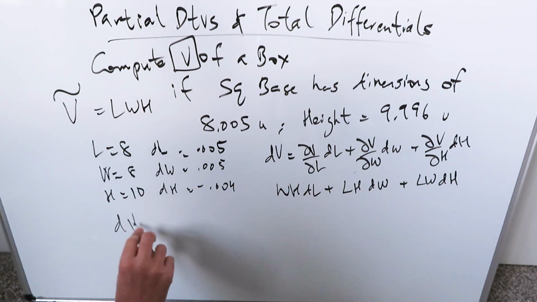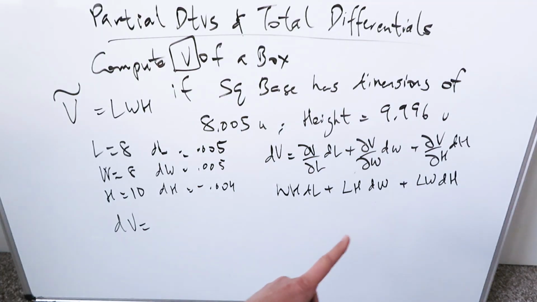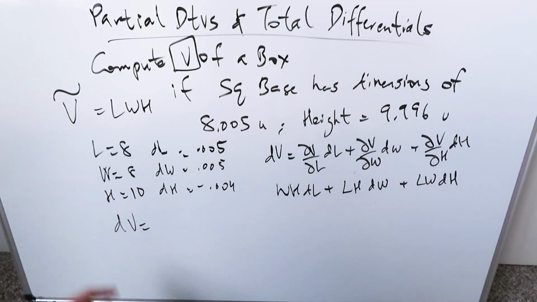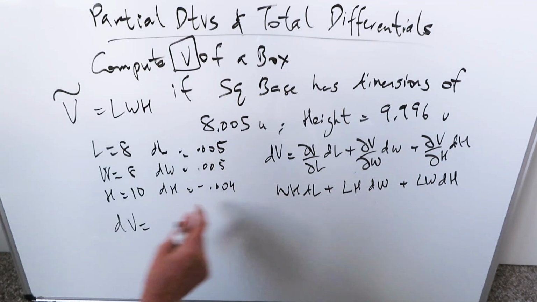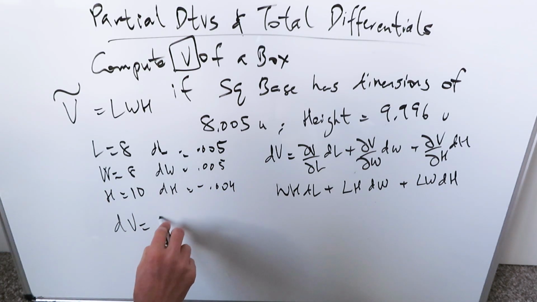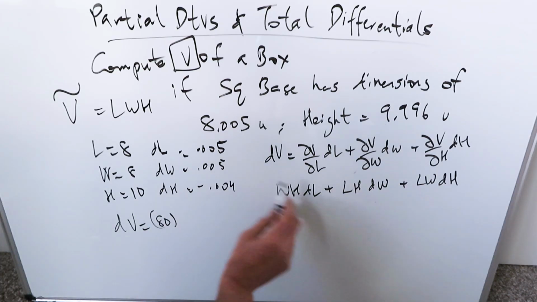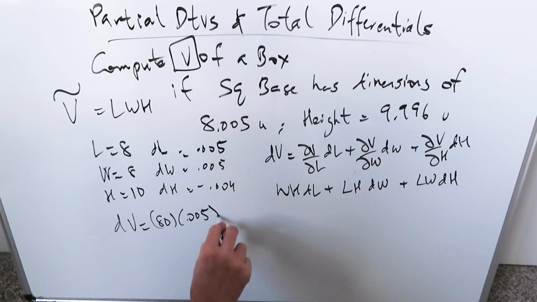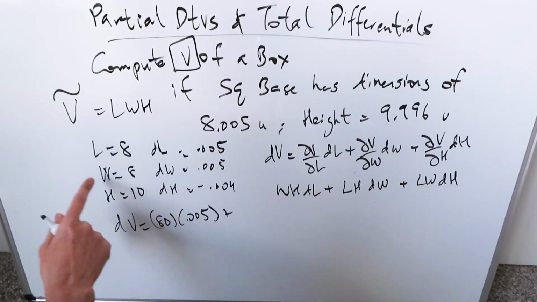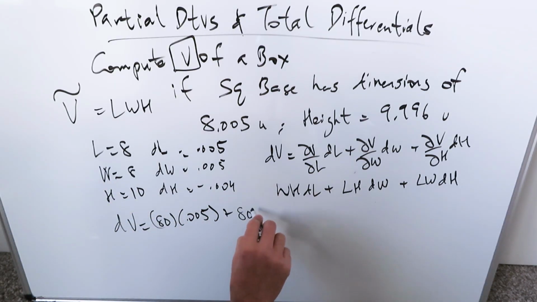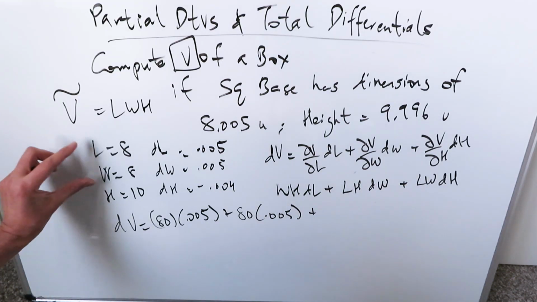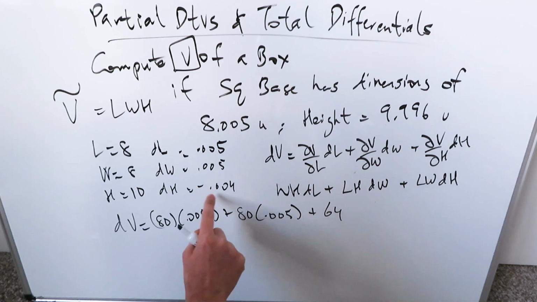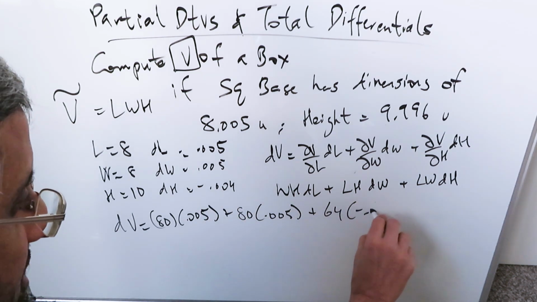Now I know my dV is equal to what? I plug in the items. I have the W's and H's, and I have my dL, dW and dH right over here. What's my W and H? My W and H is 8 times 10, which is 80, and my change in length is 0.005. Plus, what's my LH? LH is 8 times 10, which is 80, and then again dW here is a change of 0.005, your delta W, which is exactly that. LW, that's 8 times 8, which is 64, and my change in height was minus 0.004.